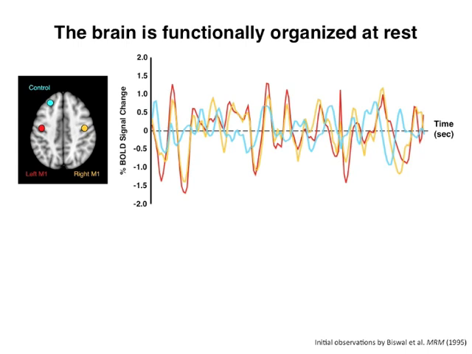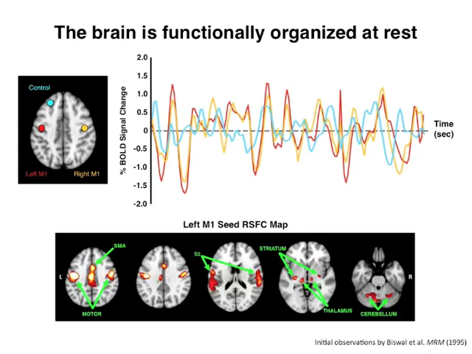Taking this one step further, a seed-based correlation map can be produced, where all locations that exhibit a high correlation with that initial region of interest, or in our case, left M1, are plotted. And as you can see here, the resting state correlation map reveals a collection of regions across the brain's cortical and subcortical locations. Importantly, what they all have in common is that they're all related to somatomotor function.